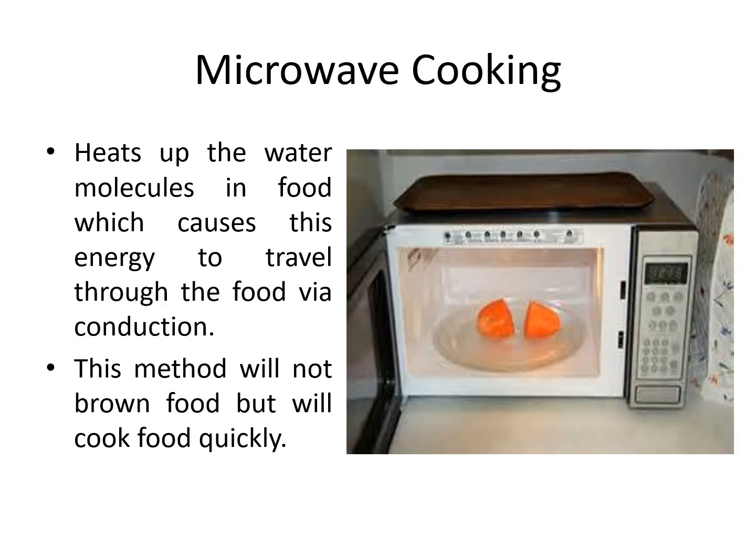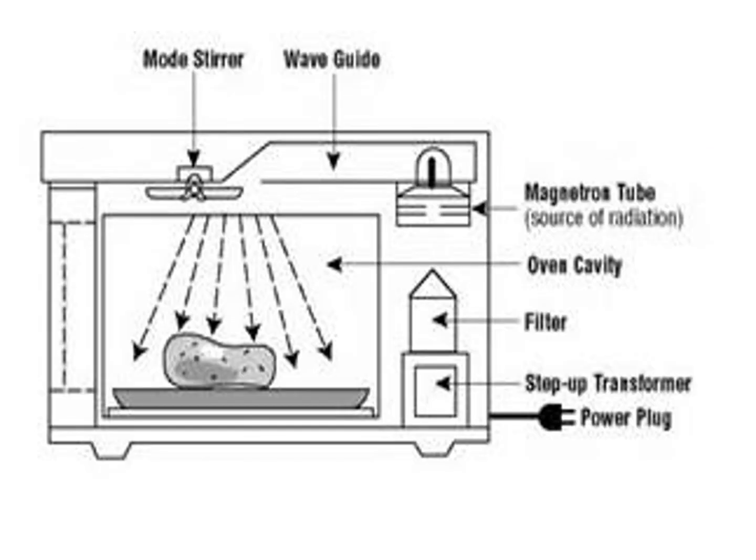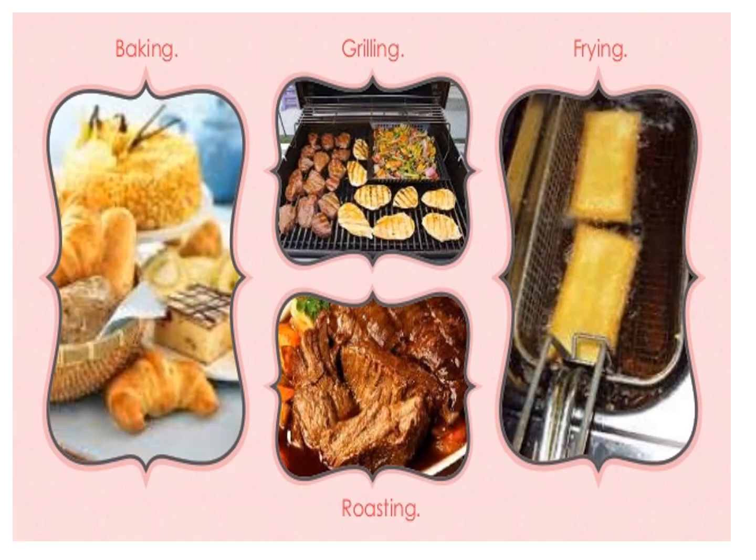Microwave cooking heats up the water molecules in the food, which causes the energy to travel through the food by conduction. And here it does not brown the food but cooks food quickly. So this is the microwave oven, where the food samples are kept in the oven cavity. Microwaves are produced with the help of a magnetron and distributed to the oven cavity through a waveguide. So baking, grilling, frying and roasting are some methods of cooking.